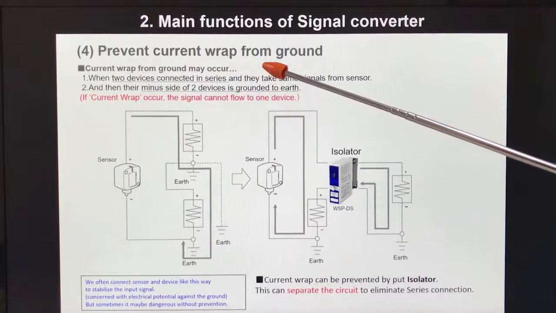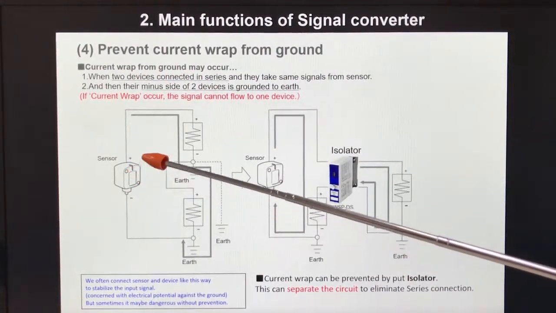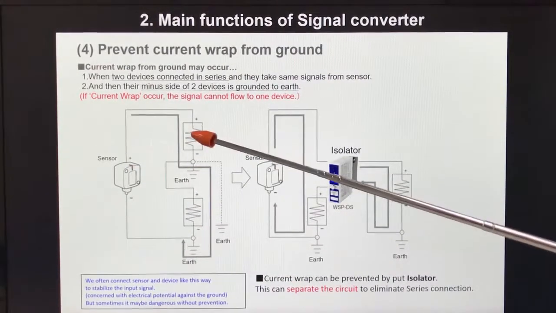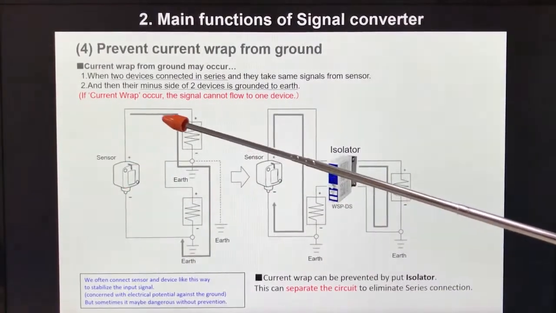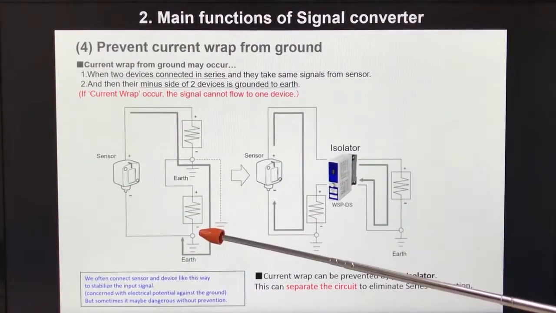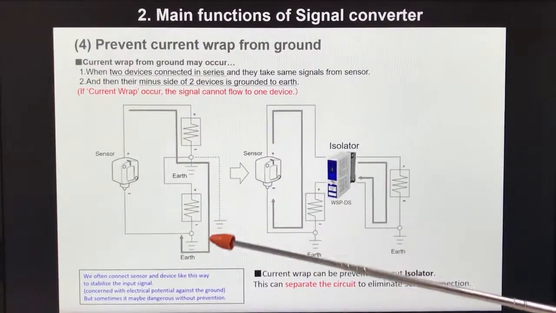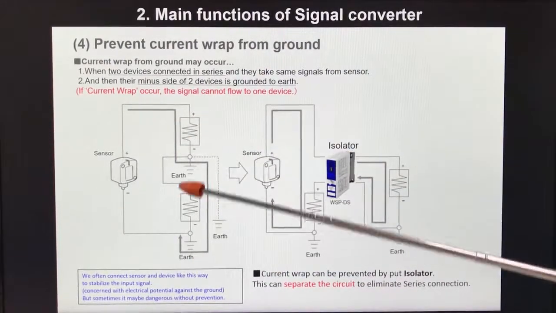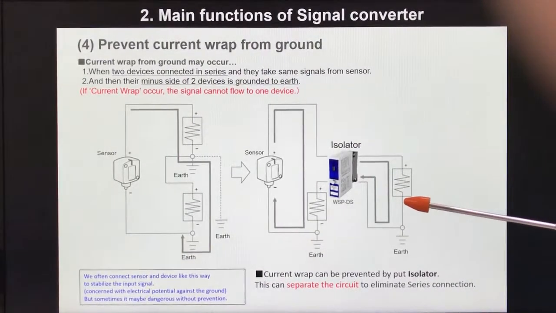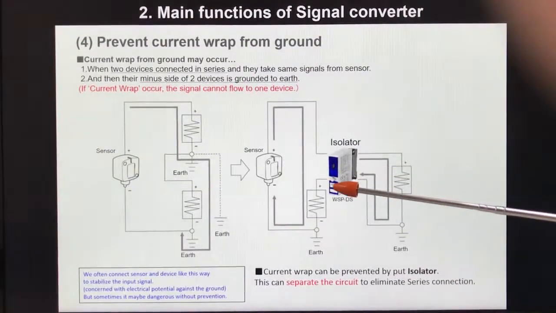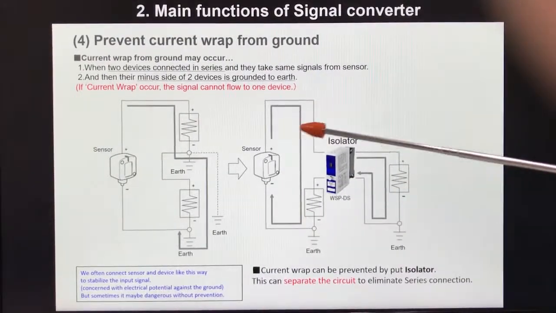Prevent current leakage from ground. Current leakage from ground may occur when two devices are connected in series and they take the same signal from the sensor, and then the minus side of the two devices is grounded to earth. If current leakage occurs, the signal cannot flow to one device because of this ground leakage. Current leakage can be prevented by putting in an isolator like this picture. This can separate the circuit to eliminate series connection.